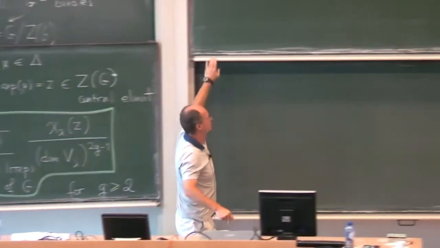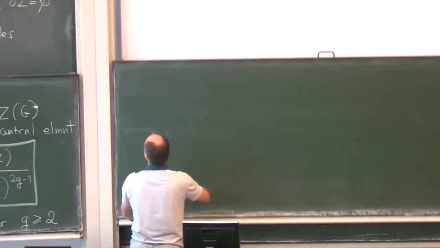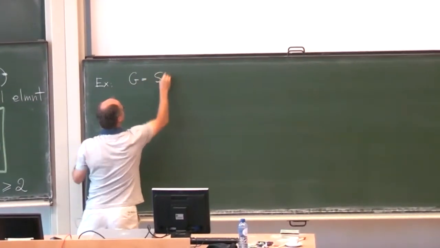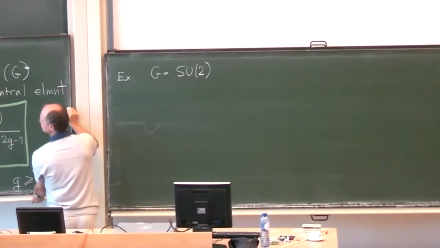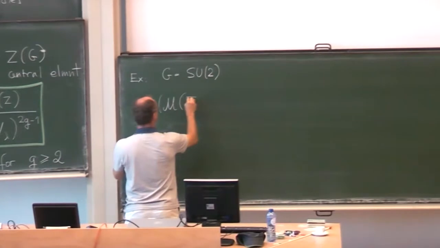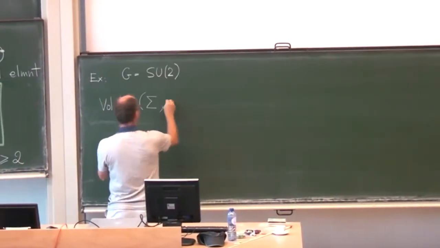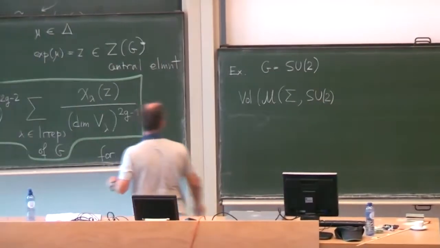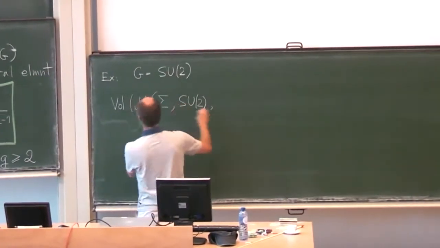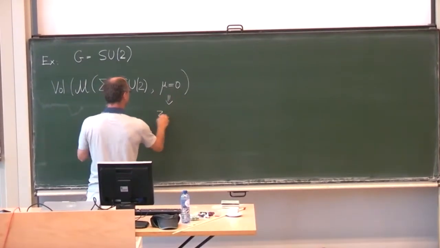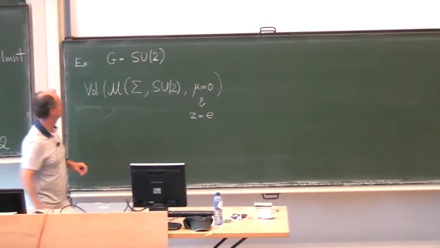Now, perhaps some more comments about it. Let's write this formula in the example of G equal to SU2. So the volume of M, sigma, SU2, and then, to simplify things, let me put this element mu equal to 0, which means that z is just equal to the group unit.